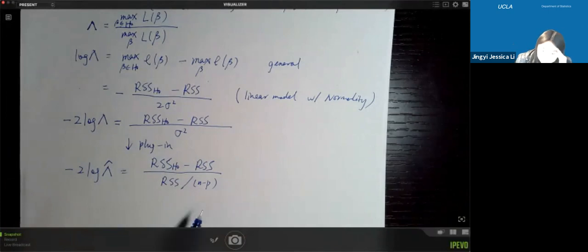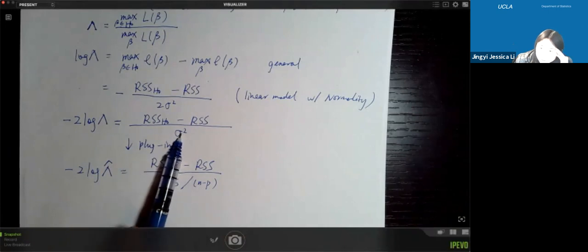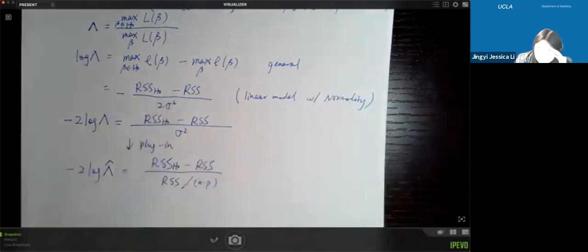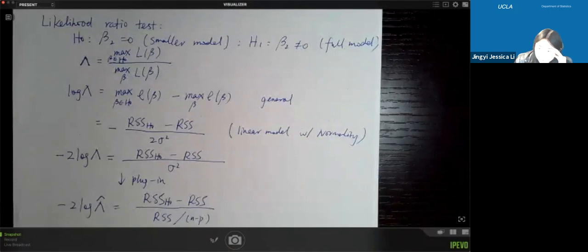So now I have a question for you to think about. For this denominator, why do I use the RSS obtained from the full model instead of the reduced model, the smaller model? What's the reason behind that? This is a question a lot of students will wonder when they first see this formula.